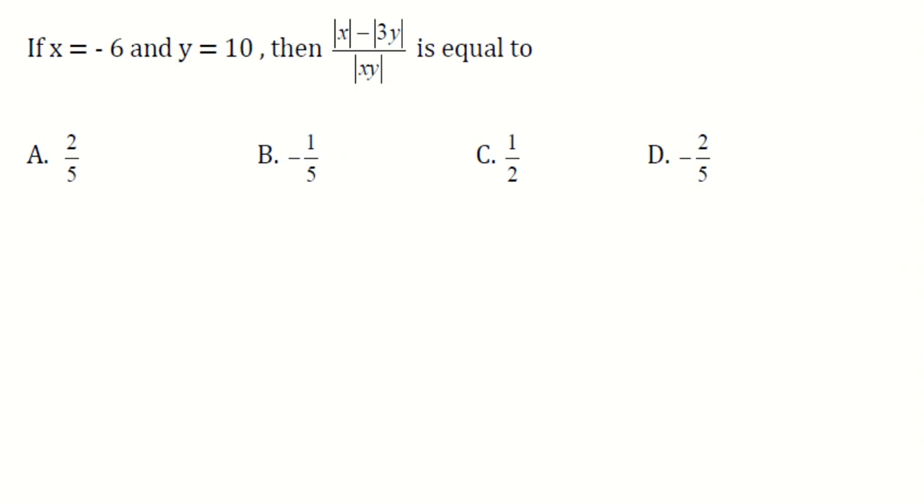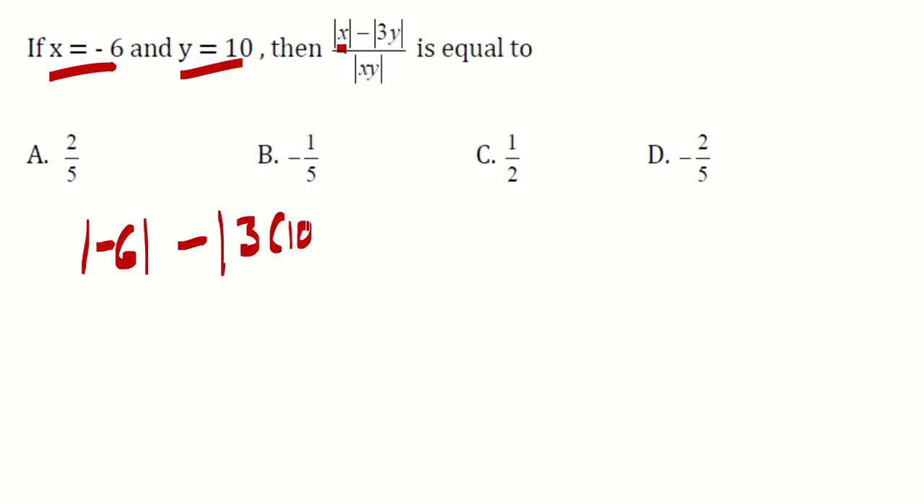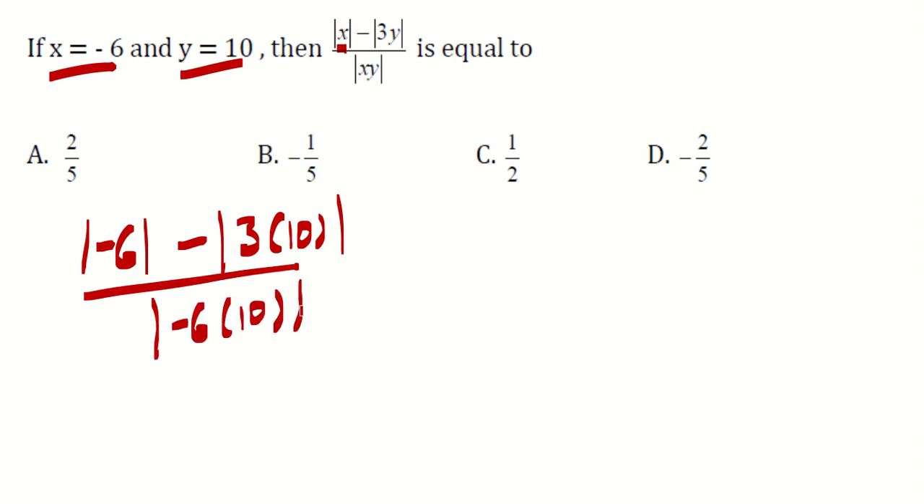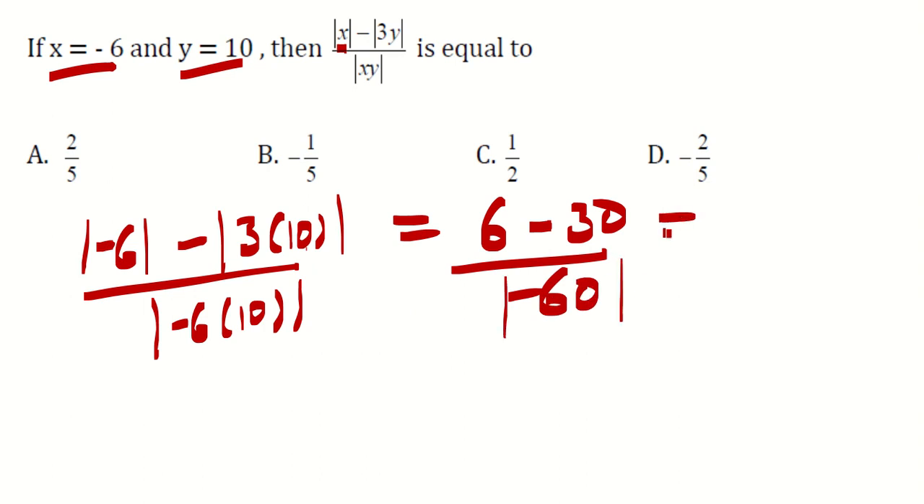Next question. The x value is given, the y value is given, and we are asked the absolute value of x minus 3y in absolute value, over xy. So just substitution. So absolute value of negative 6, because I am substituting in place of x, minus the absolute value of 3 times 10, because the y value is 10, the whole over the absolute value of negative 6 times 10. Okay, next step, absolute value of negative 6 will be 6 minus 30, because this product is 30, in absolute value, the whole over negative 60 in absolute value, which will be the difference here, negative 24 over 60. This one, when we extract from the absolute value, is going to be positive.